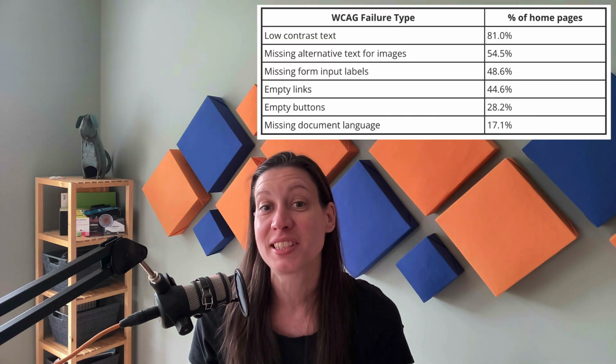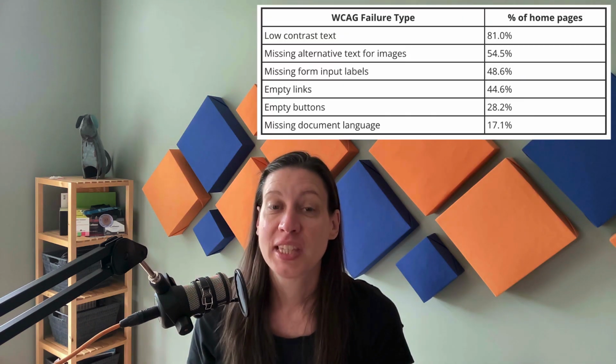Almost every year, WebAIM assesses the accessibility of the top 1 million homepages. And in their 2024 report, they found that 81% of the ones they assessed have low contrast text. Now, here's why this is such a big problem.